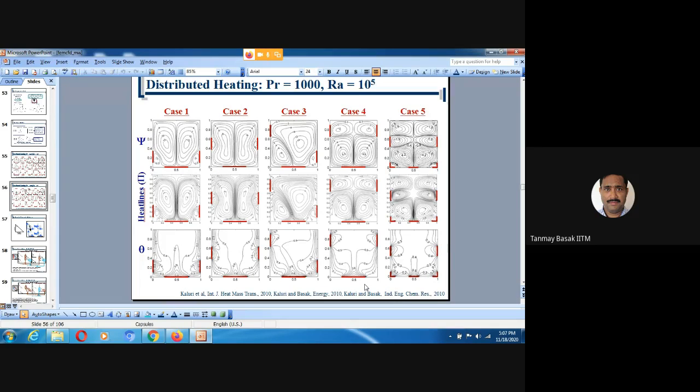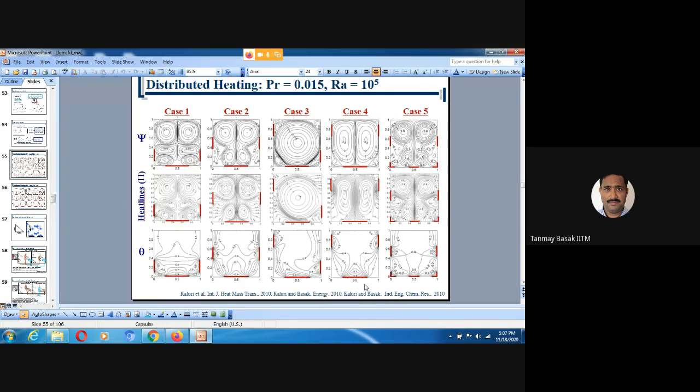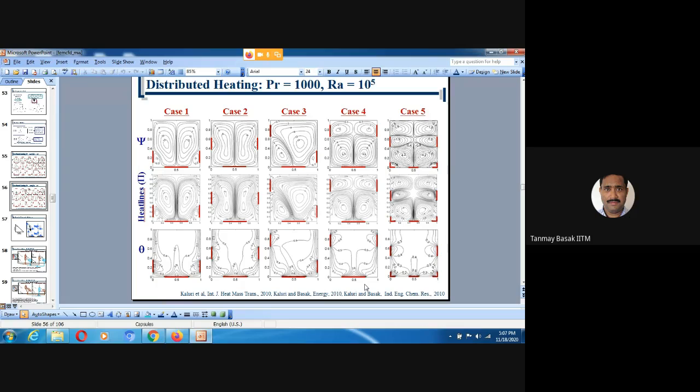So next, what I showed was for the low Prandtl number fluid, which typically represents molten metal kind of fluid. This is the high Prandtl number case, and this is how the temperature is distributed. Sorry, the Prandtl number is 1000, which talks about liquids, the oils.